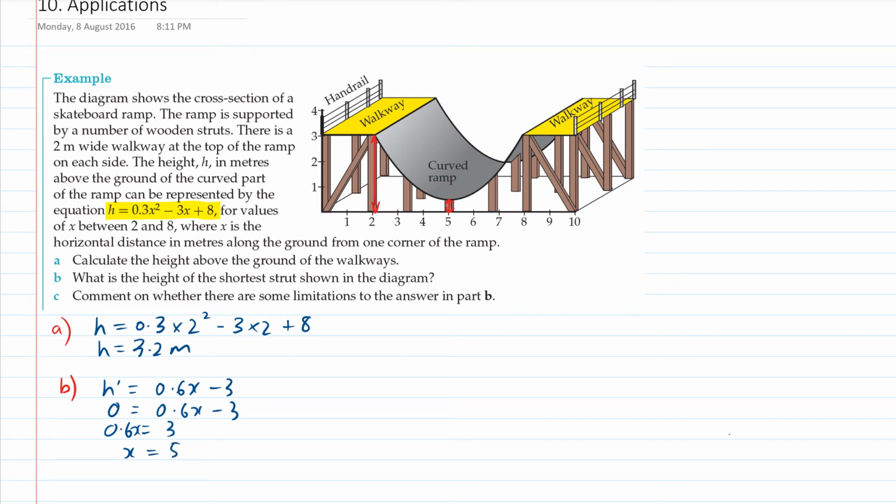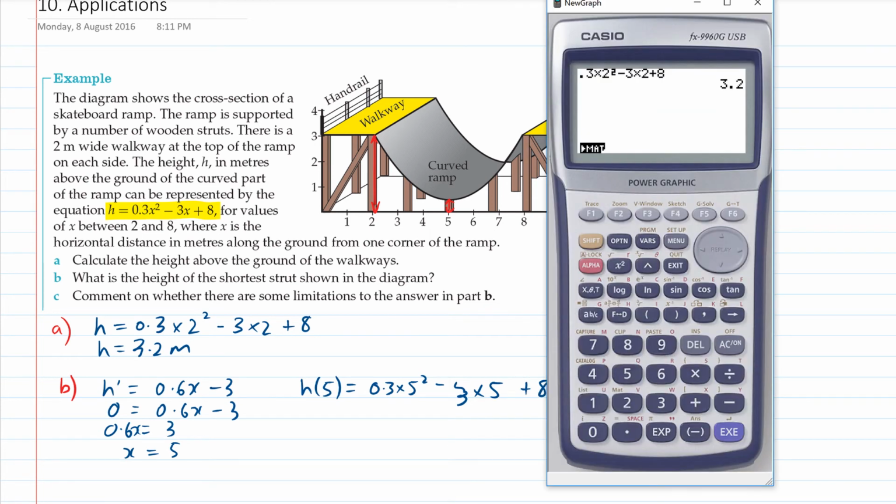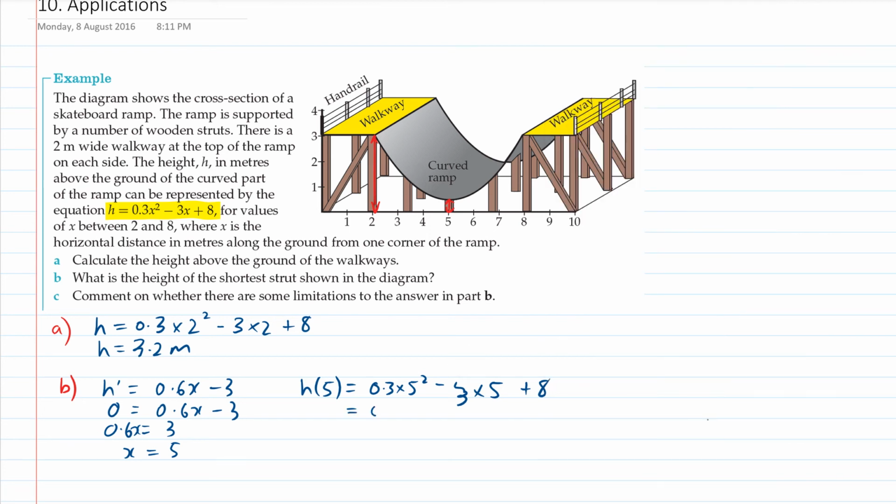Okay, then we put 5 into the equation. So 5 in for x. We've got 0.3 times 5 squared minus 3 times 5 plus 8. Back to our trusty calculator. So 0.3 times 5 squared minus 3 times 5 plus 8, and we get 0.5, and that is the height of the strut shown in that diagram.